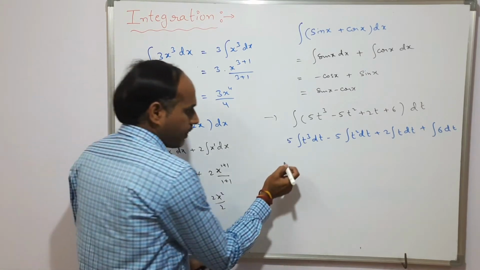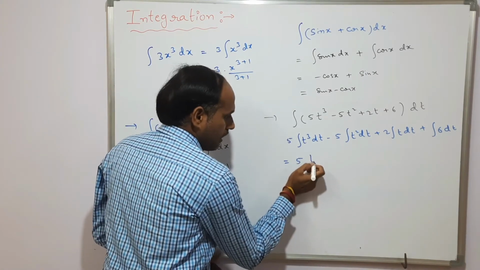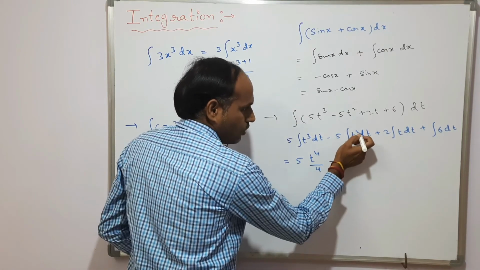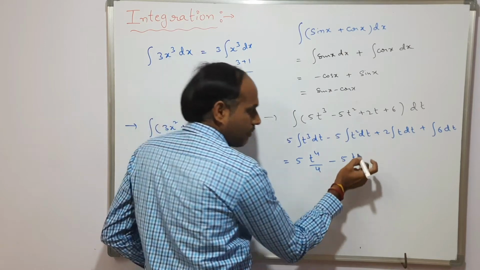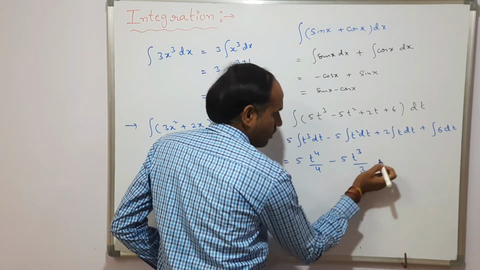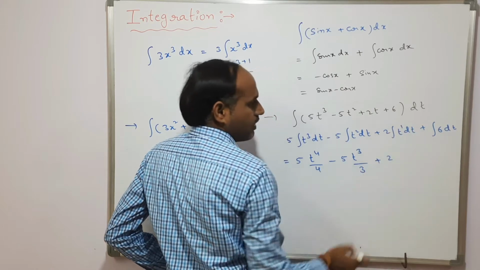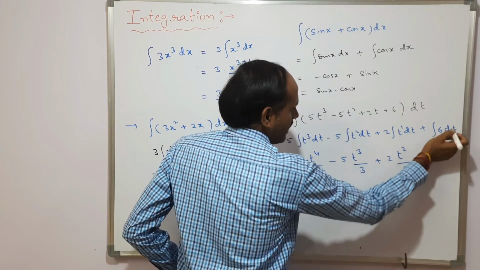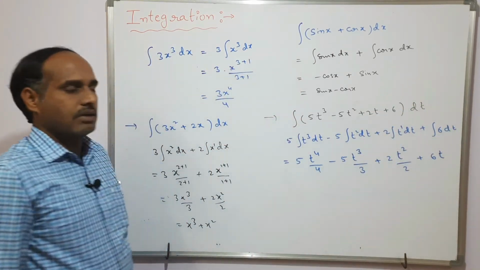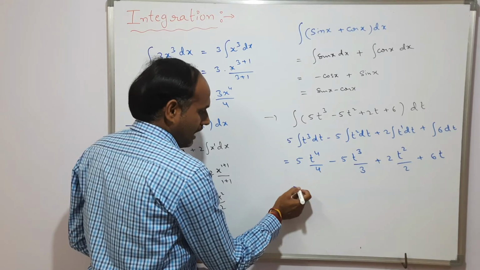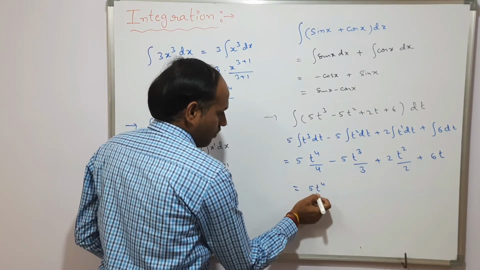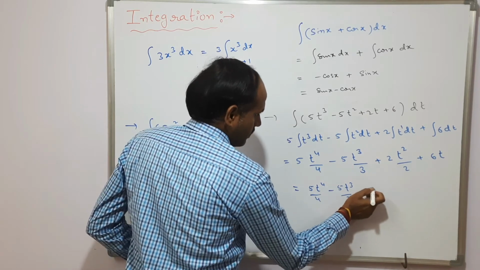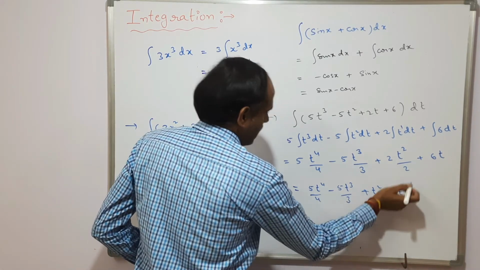Now at first this equals 5 into t power 3 plus 1, that is 4, upon 4, minus 5 into t power 2 plus 1, that is 3, upon 3, using x to the power of n plus 1 by n plus 1, plus 2 into power 1, so t power 1 plus 1 by 1 plus 1. 6 is a constant, the integral of dt is t only. So here we will get the final answer as 5t power 4 by 4 minus 5t cube by 3 plus t square plus 6t here.